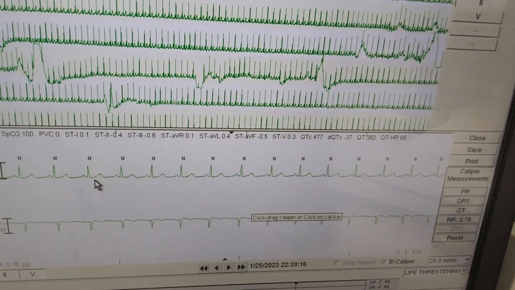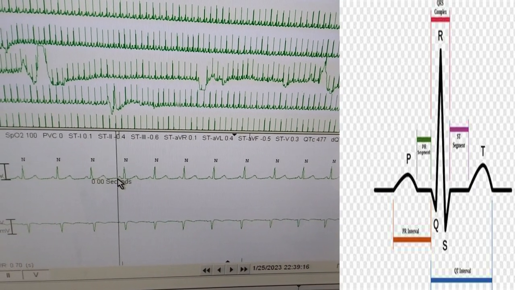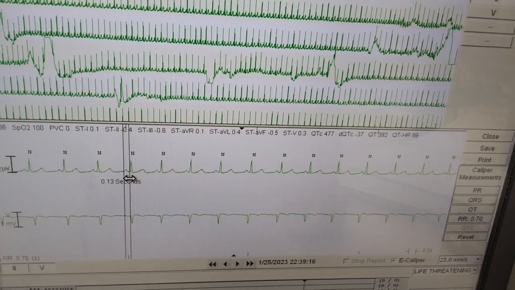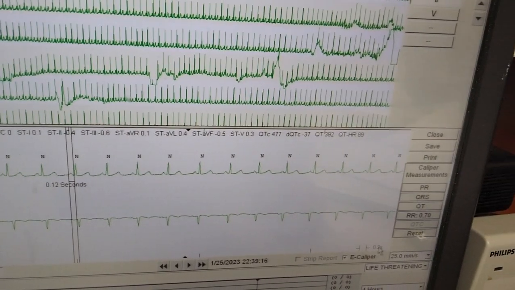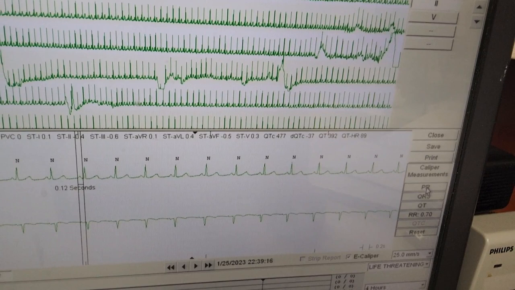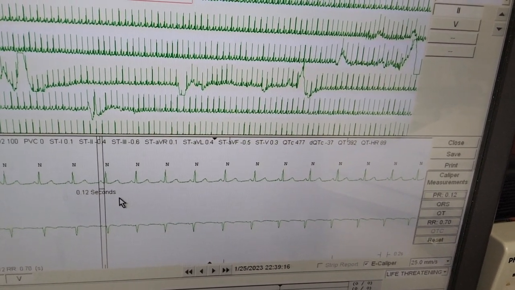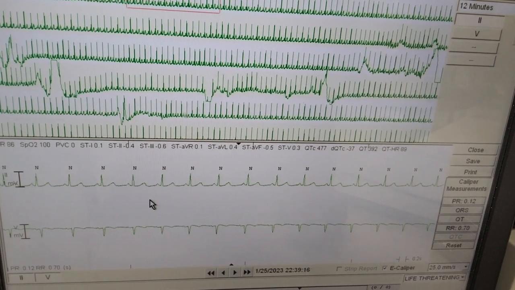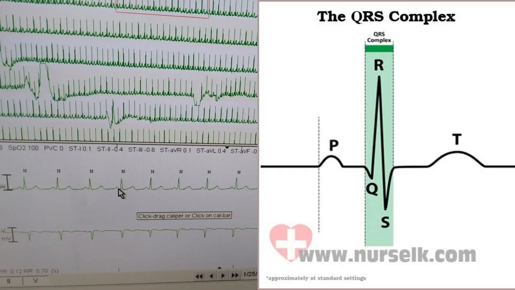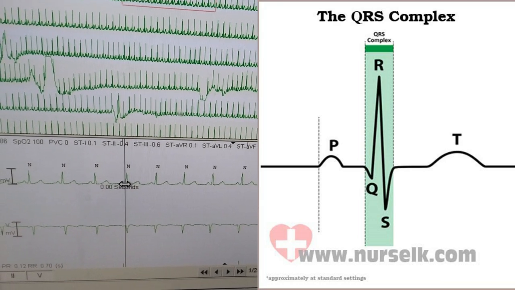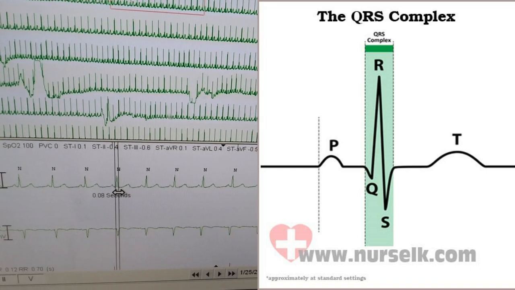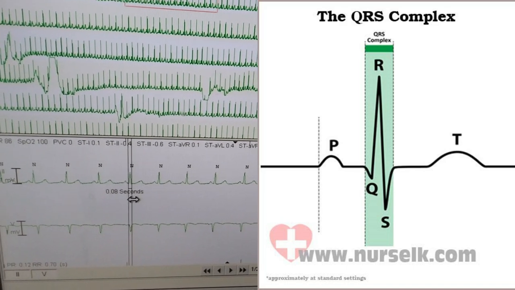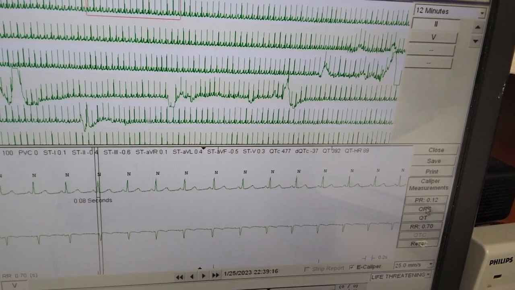So now we want to measure the PR interval. PR interval begins from the start of the P wave and ends at the beginning of the QRS complex. So our PR is 0.12. Then we come here and click on PR and it automatically populates 0.12. The normal PR interval is between 0.12 and 0.20 second. So now let's calculate our QRS complex. Our QRS complex begins from the start of Q and ends at S. So our QRS complex in this EKG is 0.08 seconds. So I just come here and click on QRS.